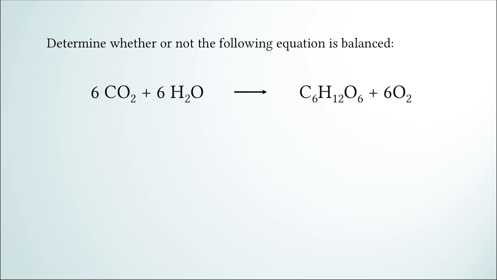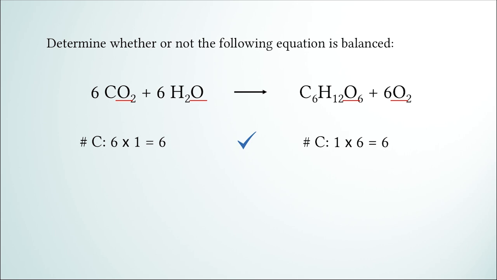Beginning with carbon, we have 6 molecules of CO2 times 1 carbon atom in each molecule for a total of 6 carbon atoms on the reactant side. There is 1 molecule of C6H12O6 times 6 carbon atoms in each molecule for a total of 6 carbon atoms on the product side. The reaction is balanced with respect to carbon.